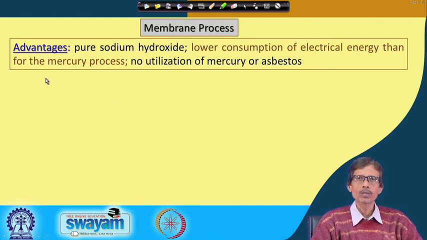Definitely, all processes may not have only advantages; you can also have certain disadvantages for a particular process. So, what you get is that the purity of the sodium hydroxide is very high. You get pure sodium hydroxide, and, as already told, a lower consumption of electrical energy than the first process, and no utilization of mercury or asbestos, which are environmentally harmful, because nowadays some of these techniques are banned. So, industry people are facing lots of trouble to get environmental clearance.